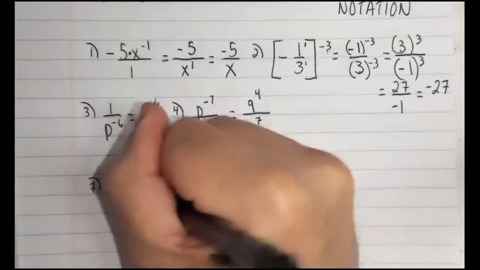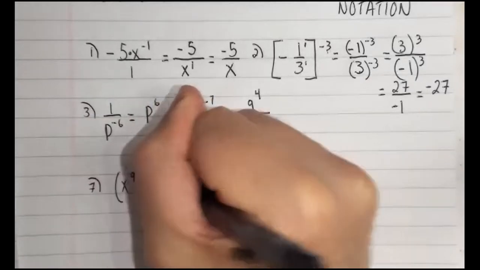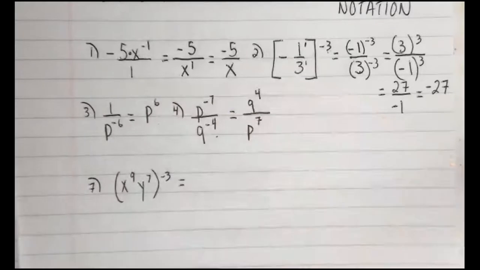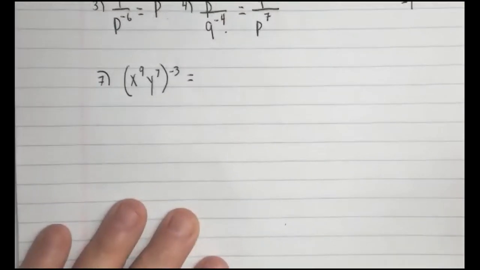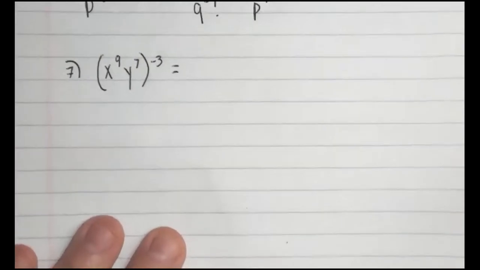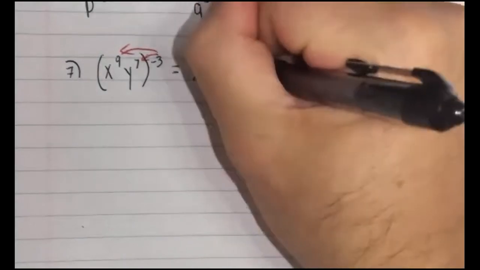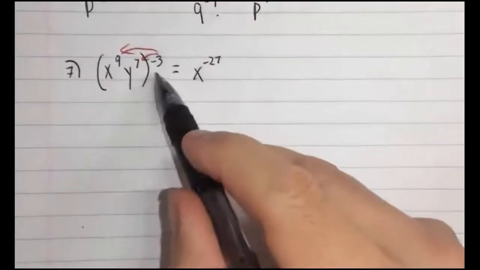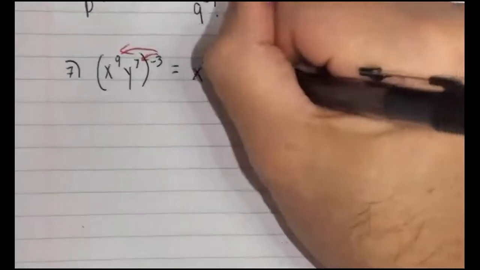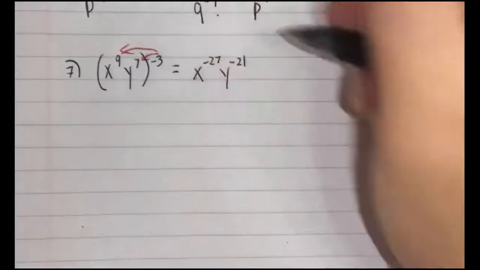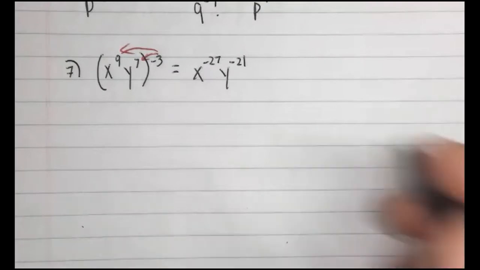We're just going to keep doing examples dealing with these negative exponents. So we've had problems like this before. I could apply that -3 both places. So -3 times 9 gives me x to the -27. And -3 times 7 gives me y to the -21. So again, I have negative exponents.